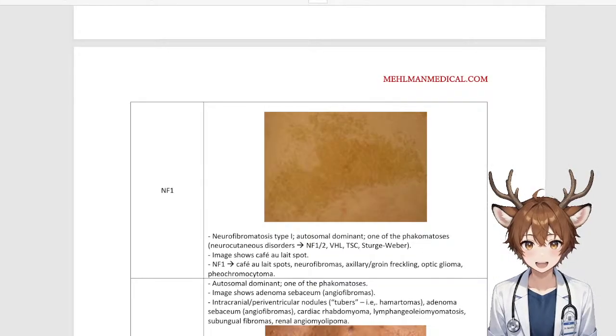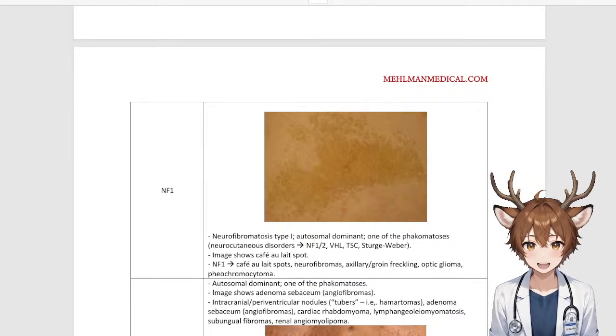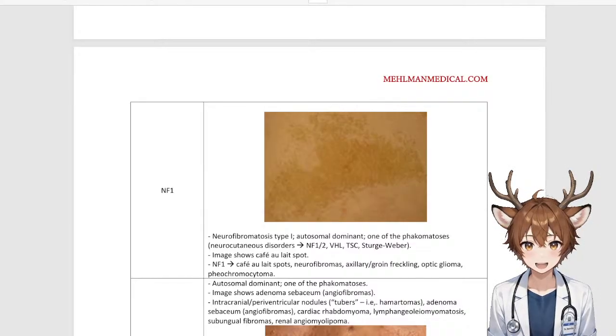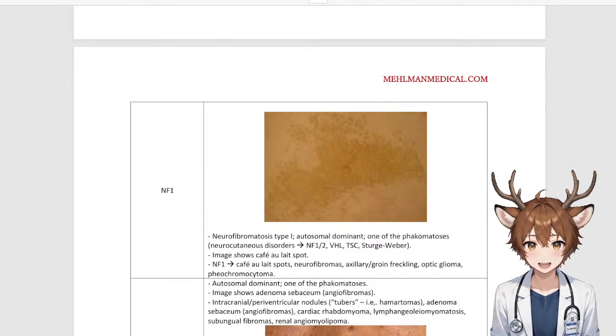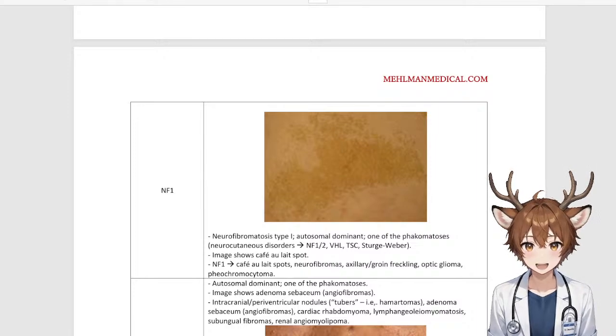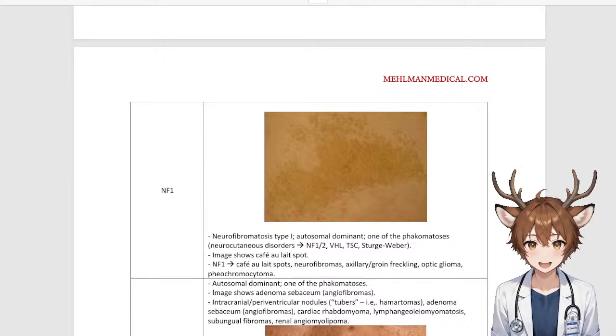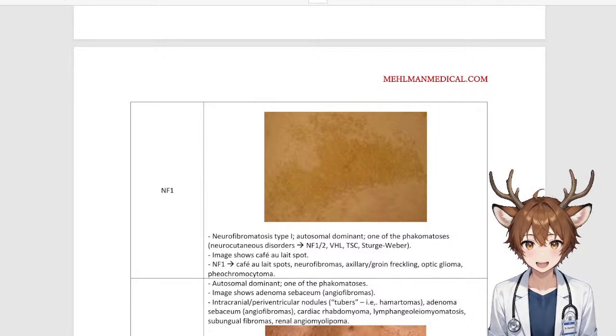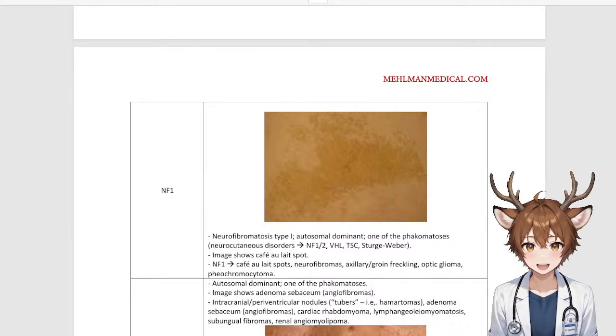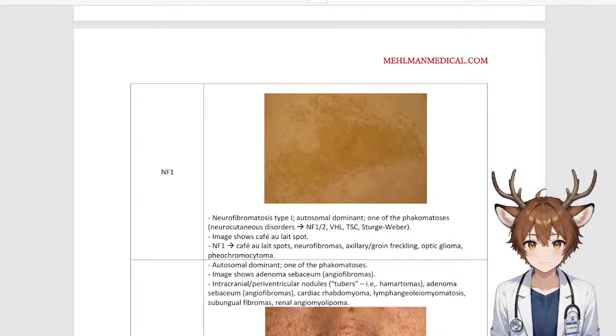It is tuberous sclerosis complex. Okay. We were talking about that not that long ago in one of my other videos. So NF1/2, VHL, TSC, again, that's tuberous sclerosis complex, and then Sturge-Weber. Image shows a café au lait spot, NF1, café au lait spot, neurofibromas, axillary groin freckling, optic glioma, pheochromocytoma.